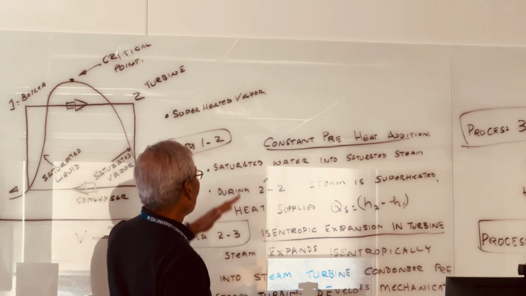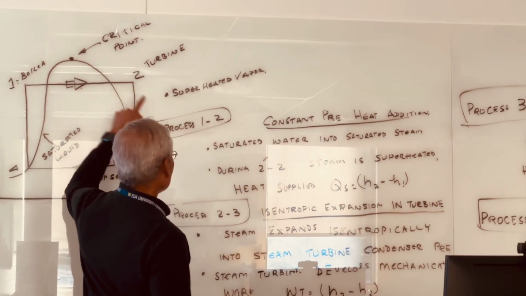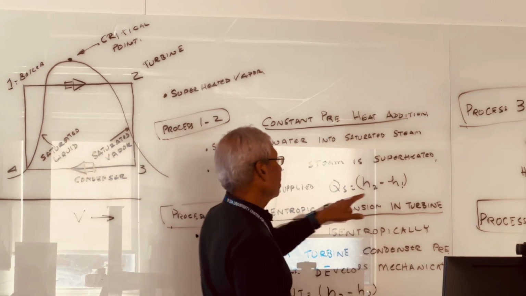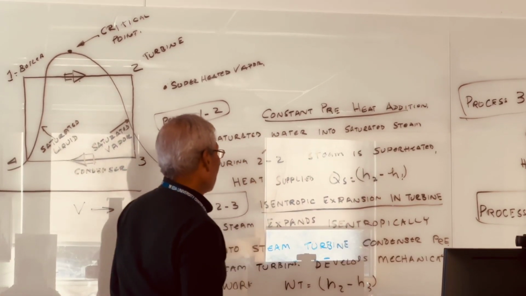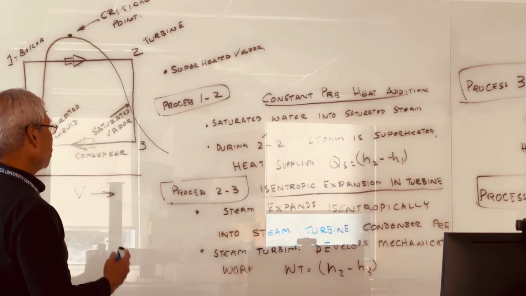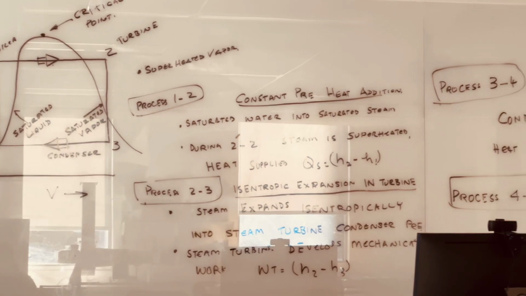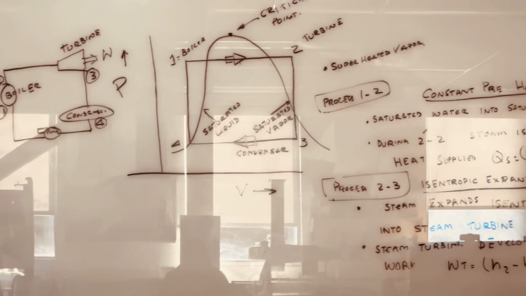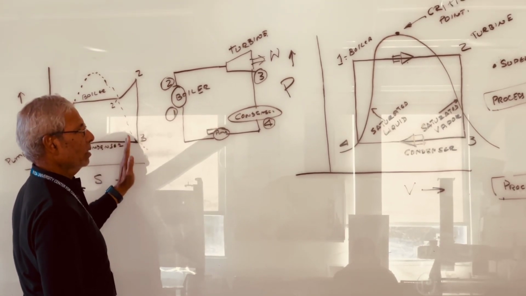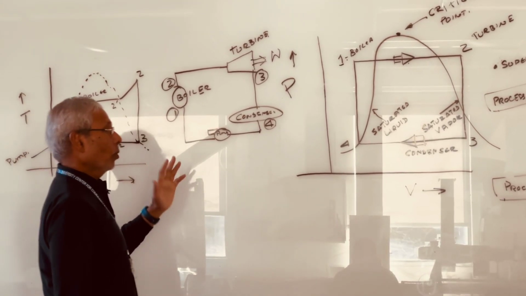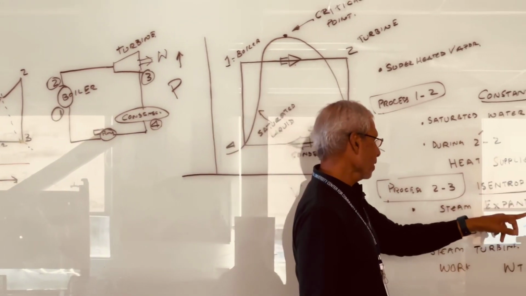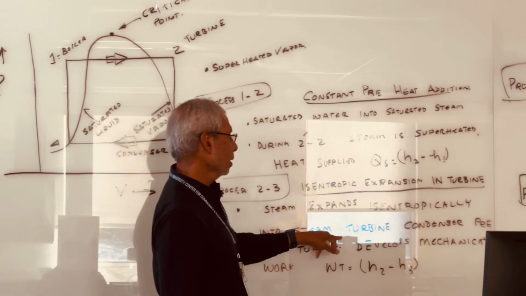From there, we are already at 2. 2 to 3 is an isentropic expansion in the turbine. When I say isentropic expansion, that means constant entropy. If you look at this diagram, entropy is on the x-axis, and 2 to 3 is a constant, straight line. So that's what isentropic expansion is. What exactly happens in that one? Steam expands isentropically in the steam turbine to the condenser.